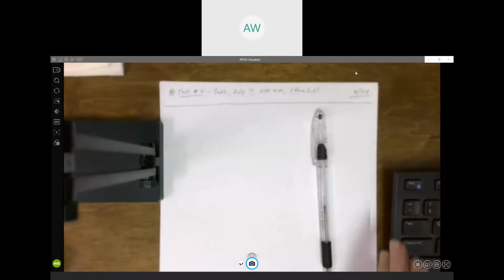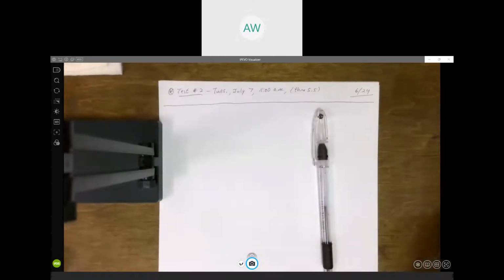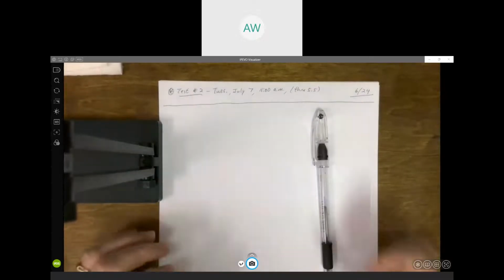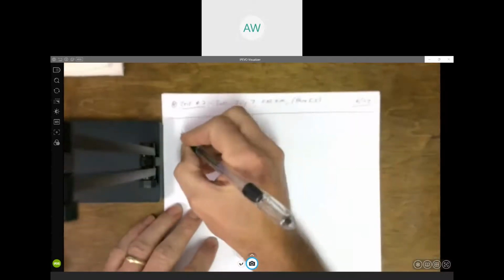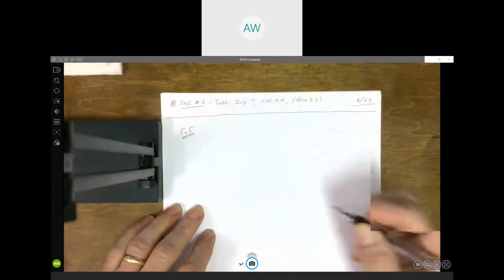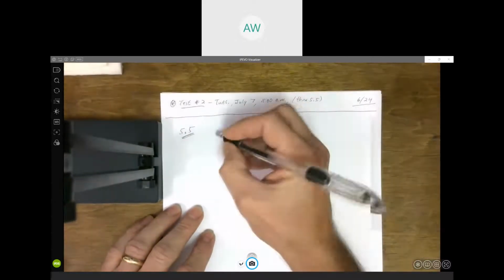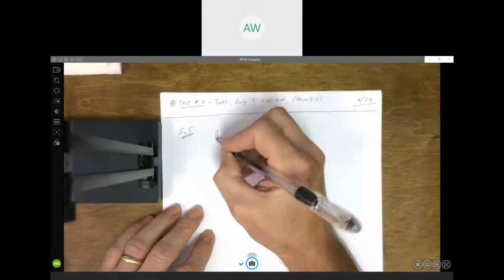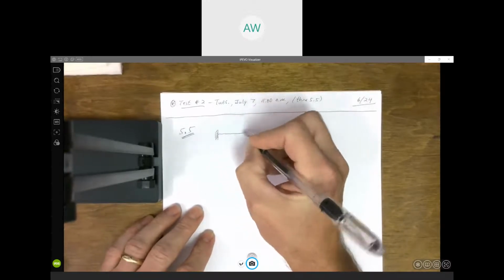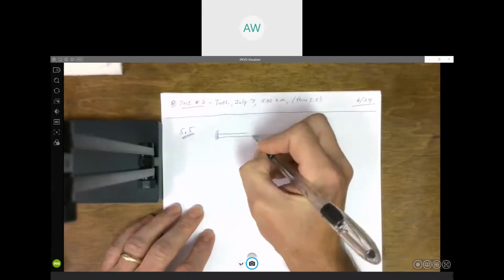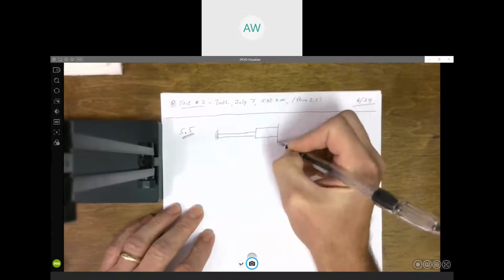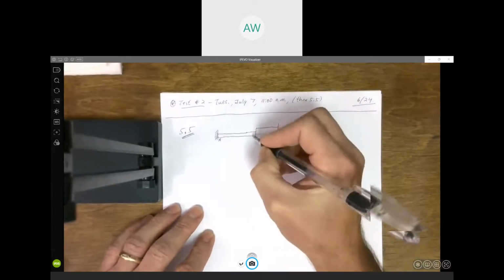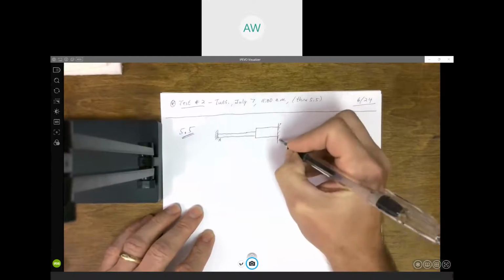But let's go ahead and get started talking about these statically indeterminate problems that we're hopefully going to learn how to solve today. I'll remind you, in your textbook, this is section 5.5. And what we're looking at is trying to figure out how do we solve a problem maybe similar to this. We'll call this A and C.